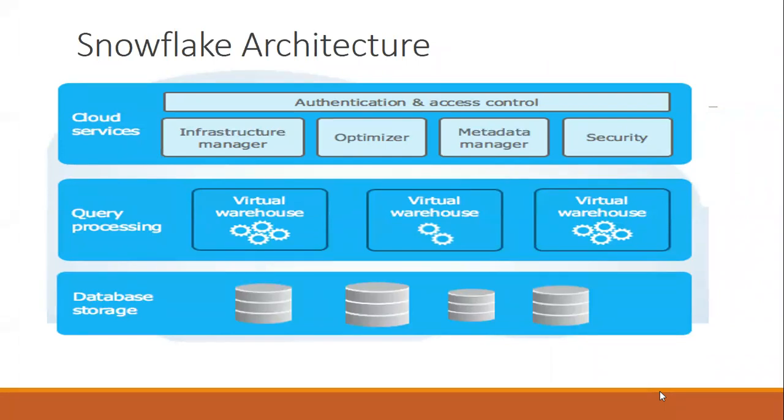And cloud service is also an infrastructure manager. We have the metadata manager, where the metadata is stored in the cloud service. The optimizer gets those addresses from the metadata manager. Security, authentication, and access control, meaning which user has access to which database objects, can all be done by the cloud services, right?